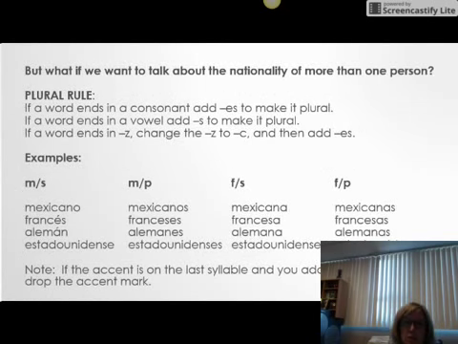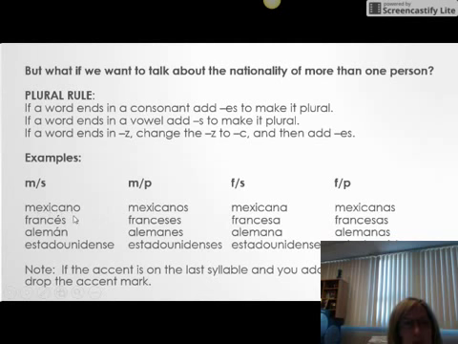So now what do we do if we want to talk about more than one person? There's a plural rule, and this applies to all words that you want to make plural. If the word ends in a consonant, simply add an ES. If it ends in a vowel, add an S. If it ends in a Z, change that Z to C and then add an ES. I've given you examples down here.